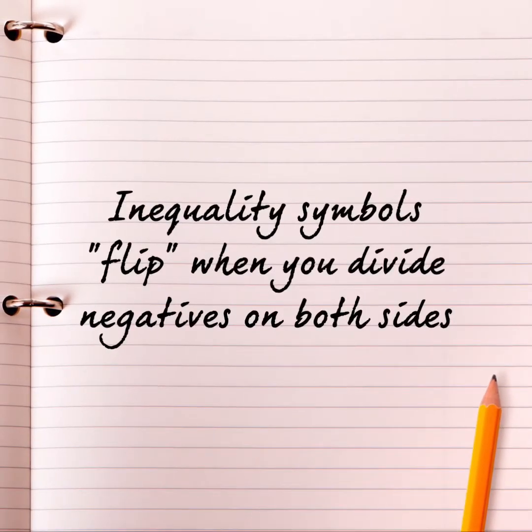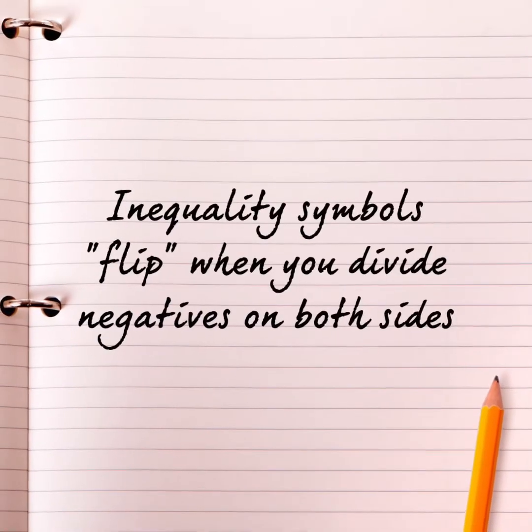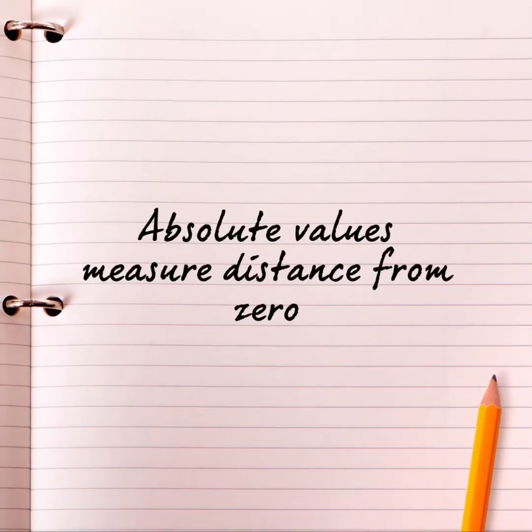Inequality symbols flip when you divide negatives on both sides. It also happens if you multiply negatives on both sides, all right? Absolute value measures distance from 0. That's why you have to think of two different solutions.